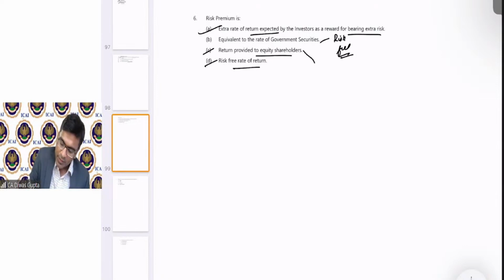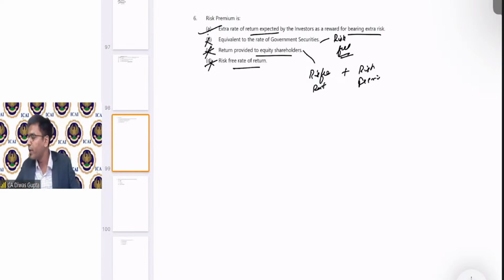Correct. It is risk-free return plus risk premium. So this option also cannot be, hence the only option left is A. Perfect Anumula Sai, A is the right answer. Mansha, yes, correct. Mohammed Abdul, A is right. Manjunath, A. Shailesh, A. This is perfect.